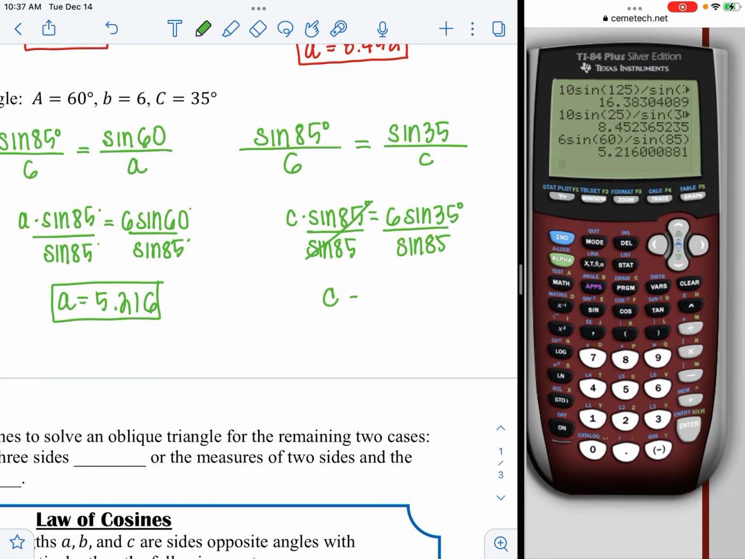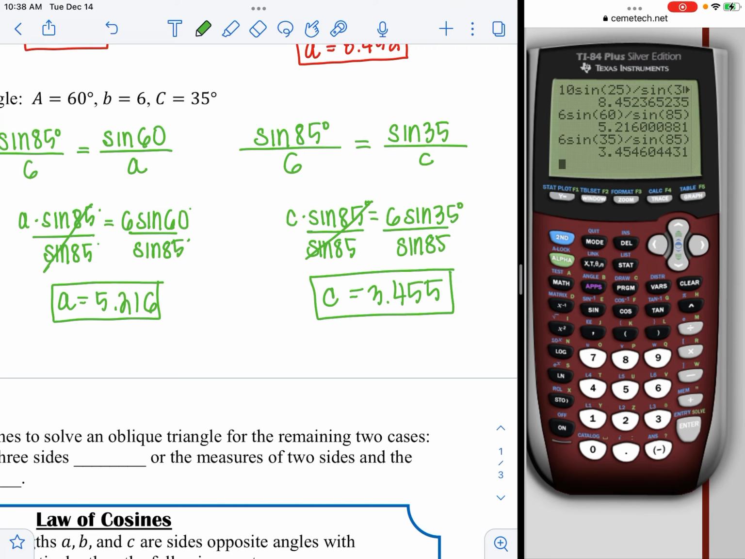This cancels. I get C is equal to 6 sine 35, close the parentheses on the 35, divided by sine of 85, close the parentheses on the 85. Ooh, I missed my sine. Let's sneak that in there. Nope, that's sine inverse. Clear. Retype it. 6 sine of 35, close the parentheses, divided by sine of 85, close the parentheses, enter. And I get C is 3.455.